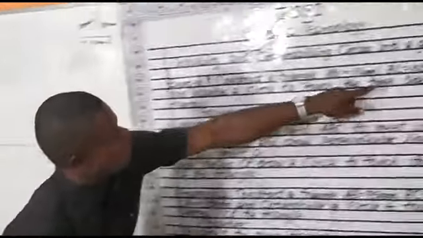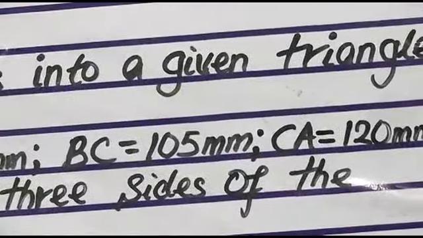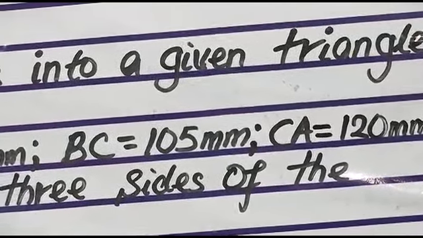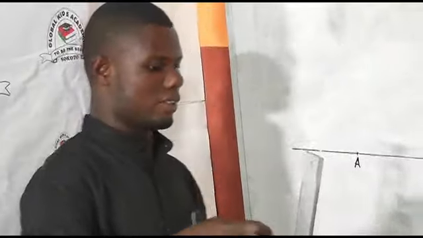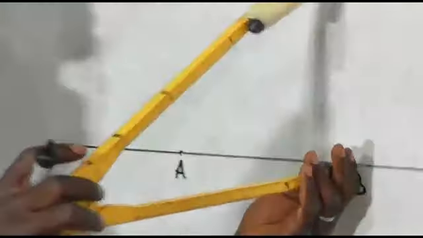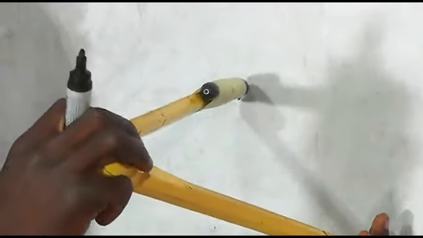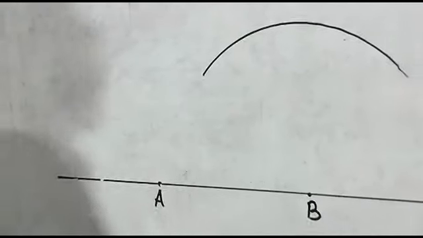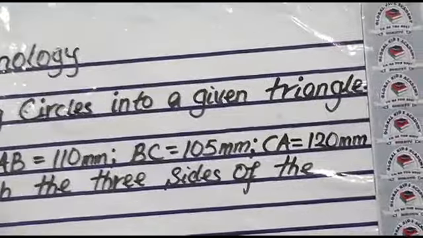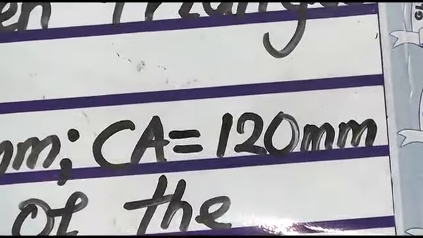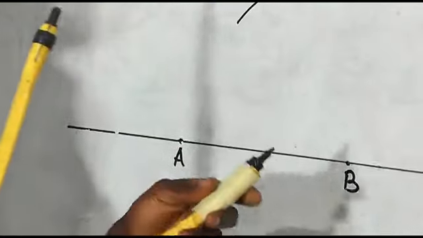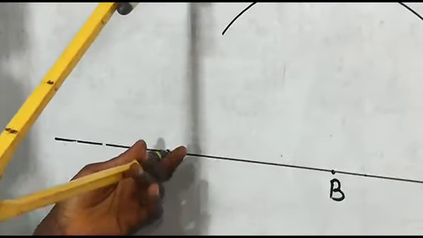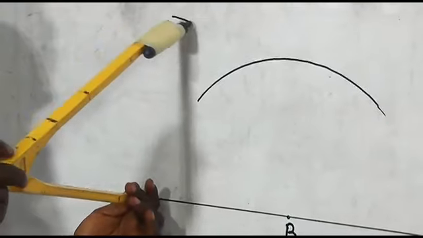Our BC is given as 105 mm. So you take the measurement on your ruler with your compass. If this is our 105 mm, you pick it, then you place the pin mouth of your compass at point B, then you draw an arc. When you're done with that, you can draw the last line, which is line CA, and the dimension is given as 120 mm. So you pick 120 mm on your ruler, then you place it at point A and cut the arc that you've drawn before.